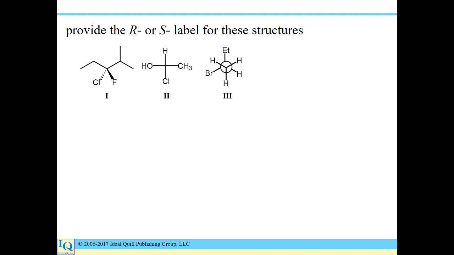This first problem asks us to provide R or S labels for these structures. We need to prioritize the substituents coming off of the chiral centers, and the procedure for doing that is described in the previous video. These three examples are provided in the wedge and hash line formation. In a case like this, where the fourth priority substituent is neither towards us nor away from us, we can't simply count 1, 2, 3 or 3, 2, 1.